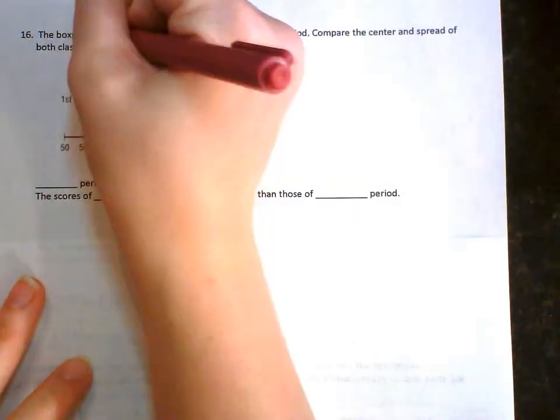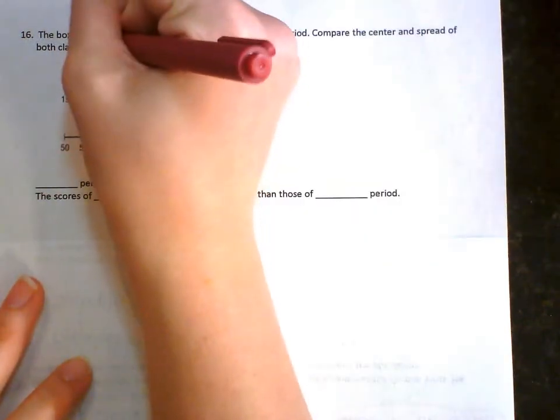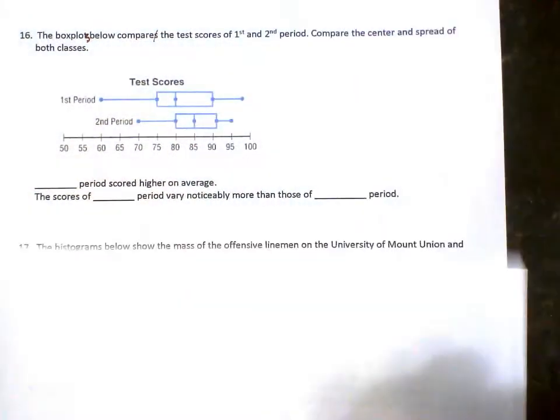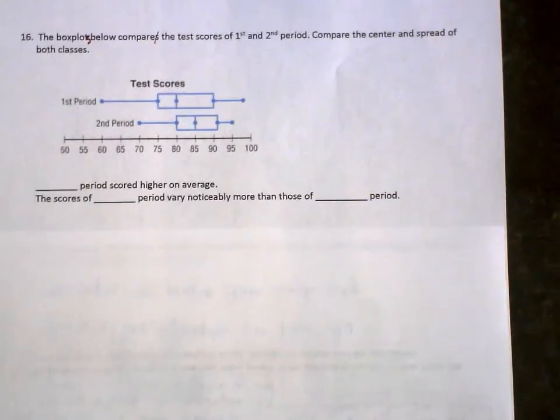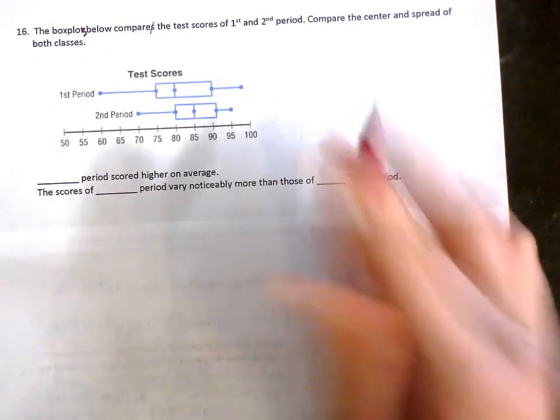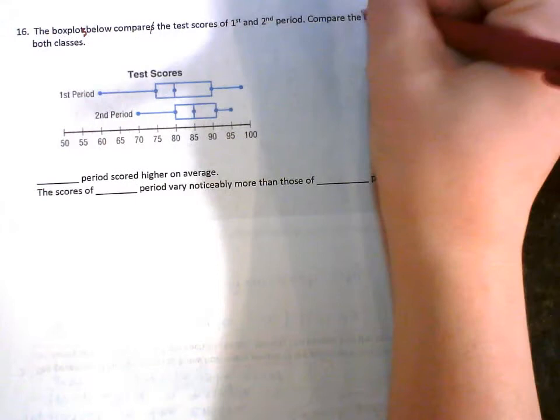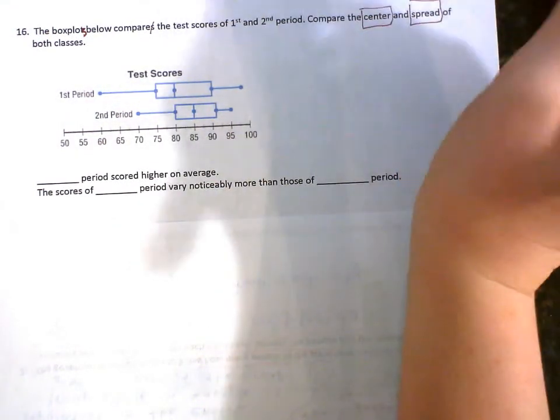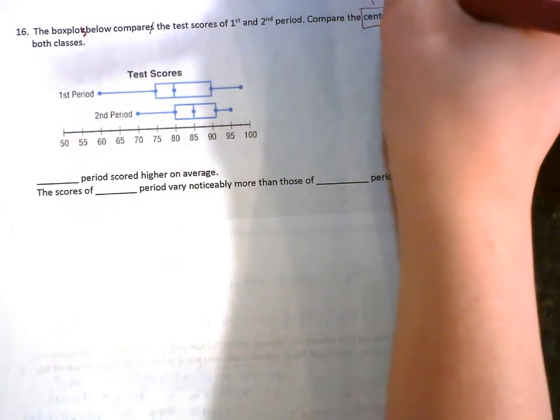Okay, 16. The box plots below compare the test scores of first and second period. That's right, I got a lot of typos. Compare the center and the spread. Okay, so center. Center is mean or median.